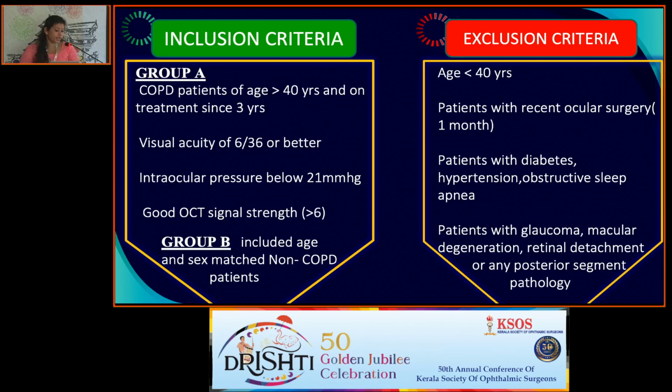The inclusion criteria were: Group A included COPD patients of age more than 40 years and on treatment for 3 years, with a visual acuity of 6/36 or better, intraocular pressure less than 21 mm Hg, and a good OCT signal strength. Group B included age and sex matched non-COPD patients.